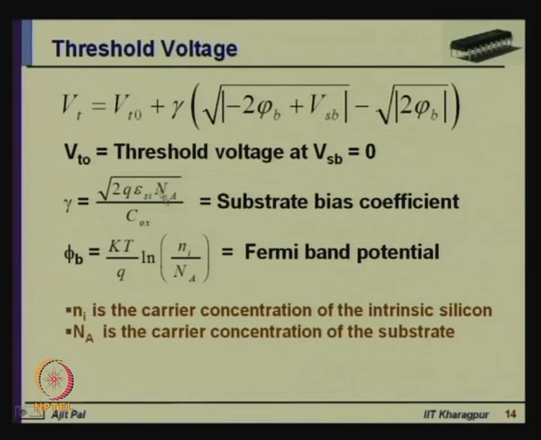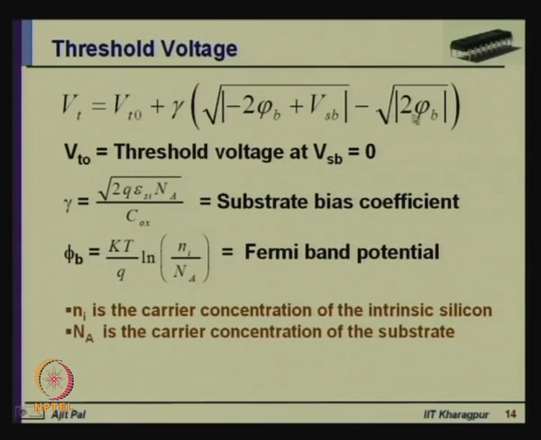It will depend on these parameters, and phi F is the Fermi potential, which is equal to kT by q times the log of Na by Ni. K is the Boltzmann constant, and T is the temperature in absolute value, in Kelvin, not in degrees Celsius or Fahrenheit. q is the charge of the electron, and Ni is the carrier concentration of intrinsic silicon. Intrinsic silicon will have some carrier concentration, this is Ni, and Na is the carrier concentration of the substrate, as I have already told.